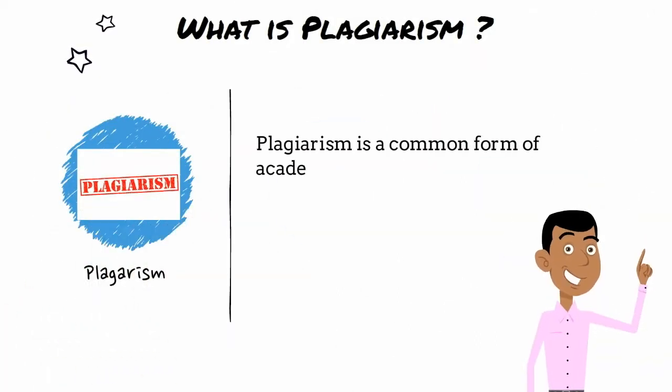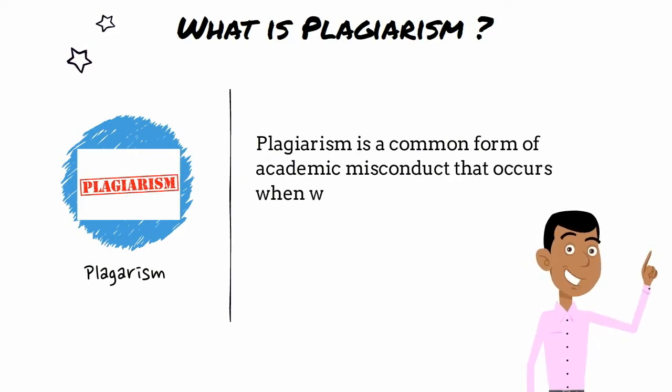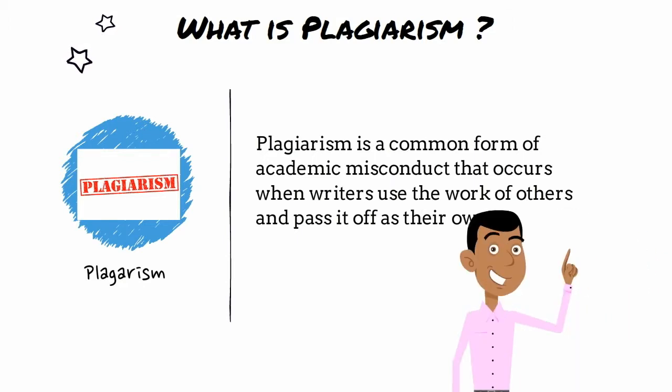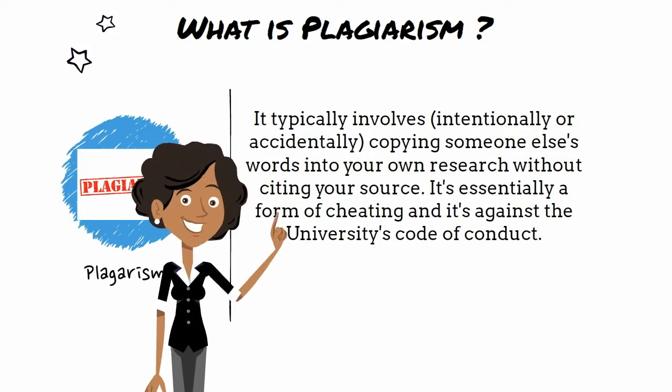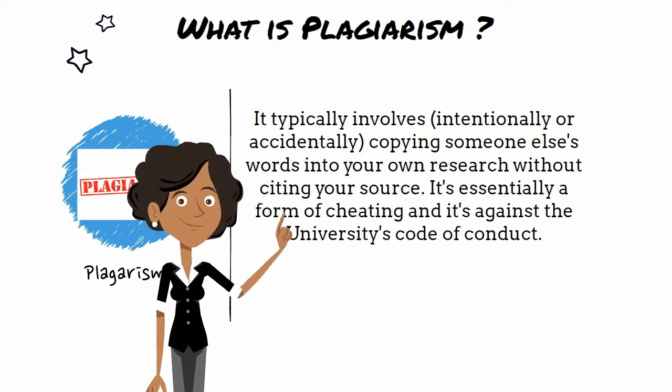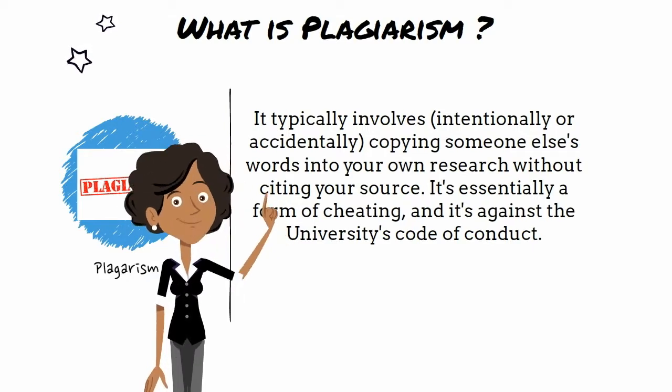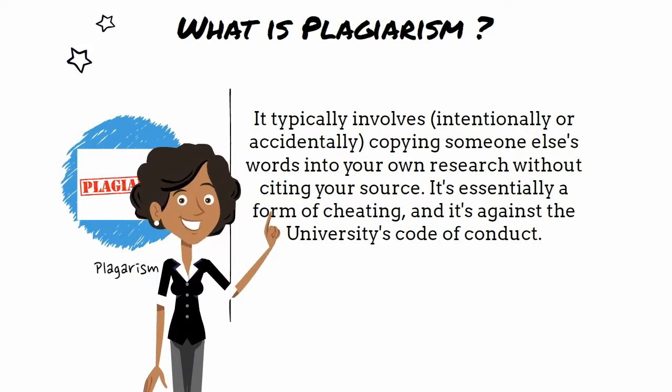What is plagiarism? Plagiarism is a common form of academic misconduct that occurs when writers use the work of others and pass it off as their own. It typically involves intentionally or accidentally copying someone else's words into your own research without citing your source. It's essentially a form of cheating, and it's against the university's code of conduct.